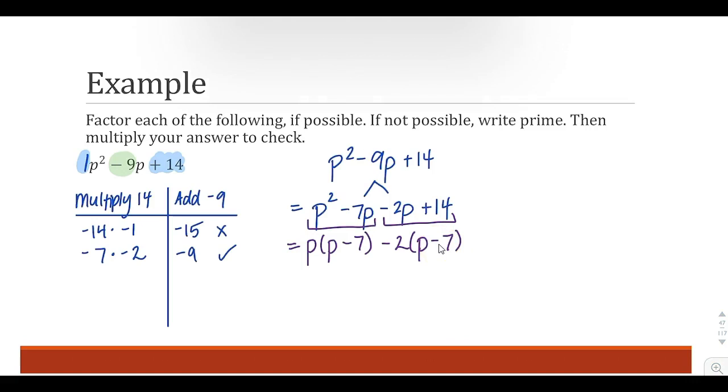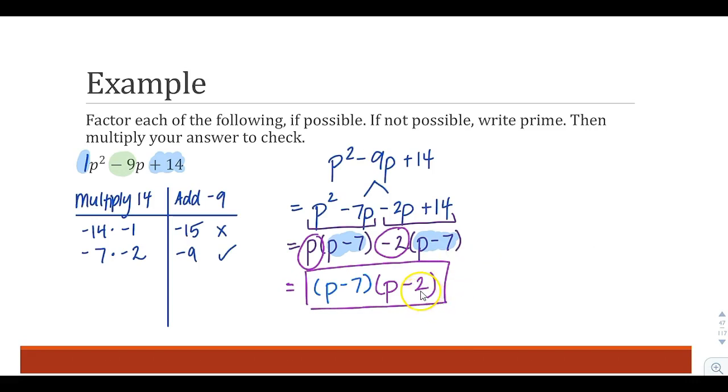So I do have the same binomial left over. That's the one I'm going to factor out. So I have p minus 7 is what gets factored out, and what's left over is my p minus 2. So that is my factorization, p minus 7 and p minus 2. Now one of the things I want you to observe for this problem is that I ended up with p minus 7, so I'm going to go ahead and highlight that. So I have p minus 7 and p minus 2.